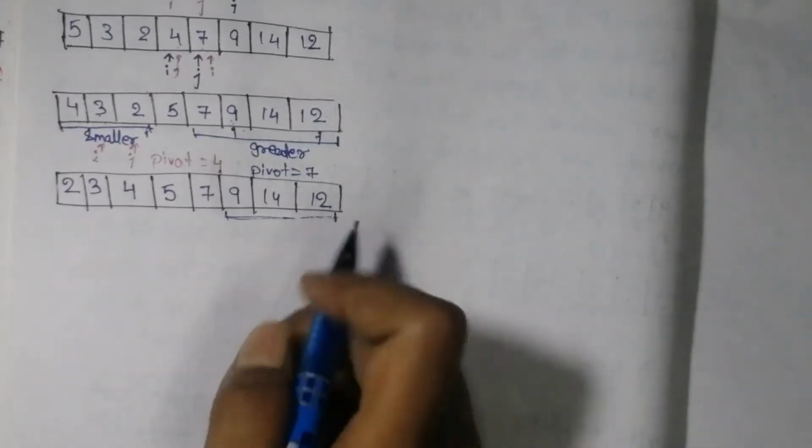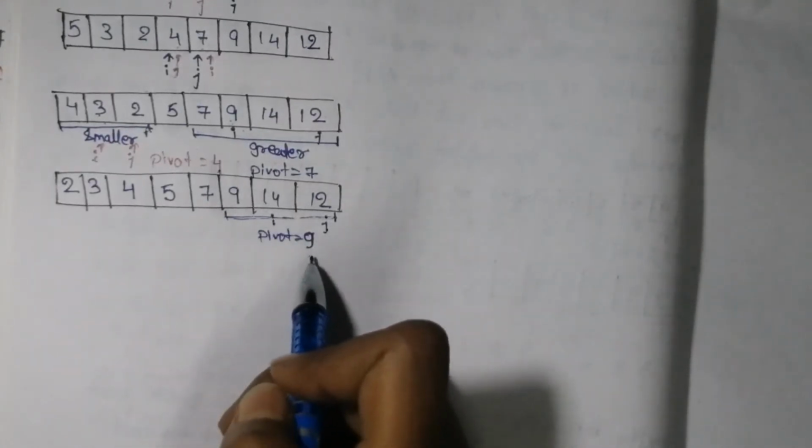So now our subarray is this part, as the other part is already sorted. So in this part, let the pivot element be 9, the value of i will be 14, and the value of j will be the element 12, right? So we will compare 14 with 9. 14 is greater, so i will be here only and we will compare j with the pivot element. So is 12 smaller than 9? No. So we will decrement the value of j.